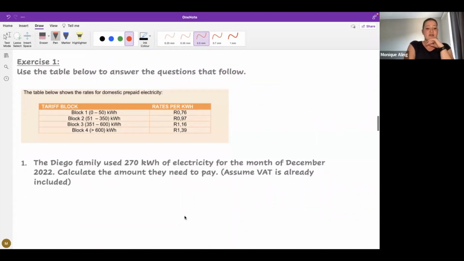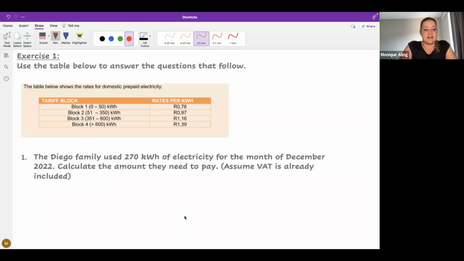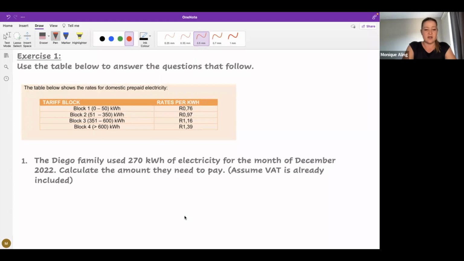Now, to try on your own, exercise 1. Use the table below to answer the questions that follow. So a similar table to the one I've just given you. Okay, we've got different prices though. They don't tell us anything about VAT in this table. So if they don't, we're just going to assume that we don't have to worry about VAT unless the question says anything. And yes, we've got block 1, block 2, block 3, and 4 again.